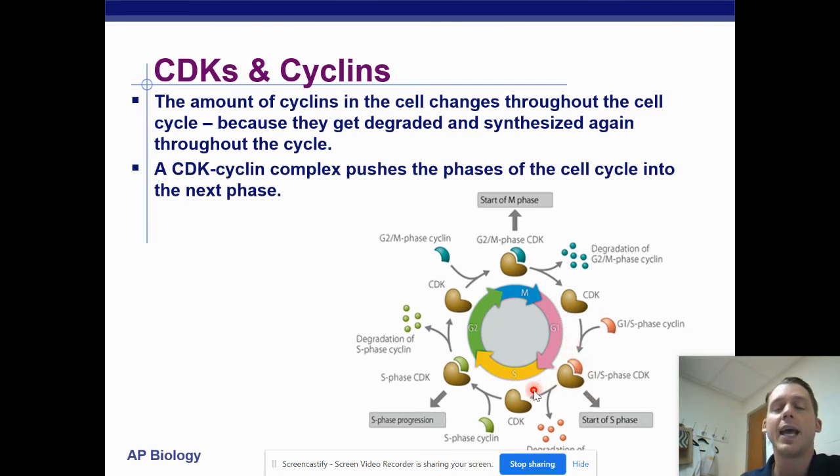And then the same thing happens. We have other CDKs, more cyclin is made. This is cyclin for the S phase, and it's going to push us through that checkpoint. And then it happens again for the metaphase checkpoint. So we have these levels where cyclins build up, and then they get degraded after the checkpoint is over. They build up before the checkpoint if everything is normal, and then they get degraded after the checkpoint.